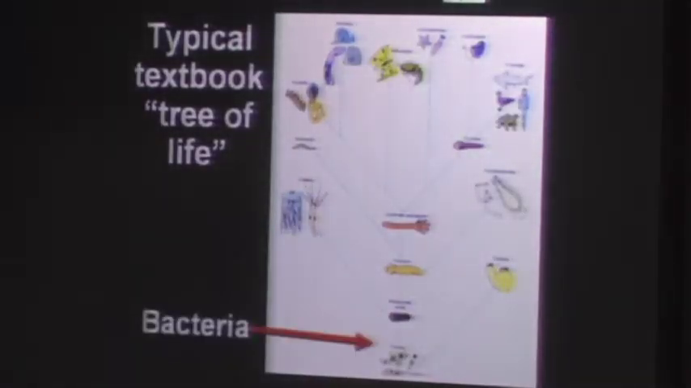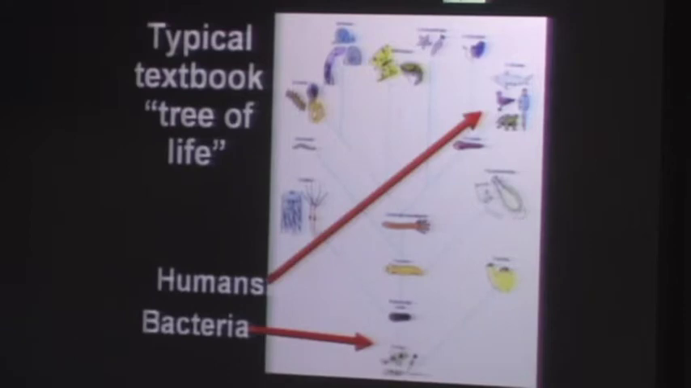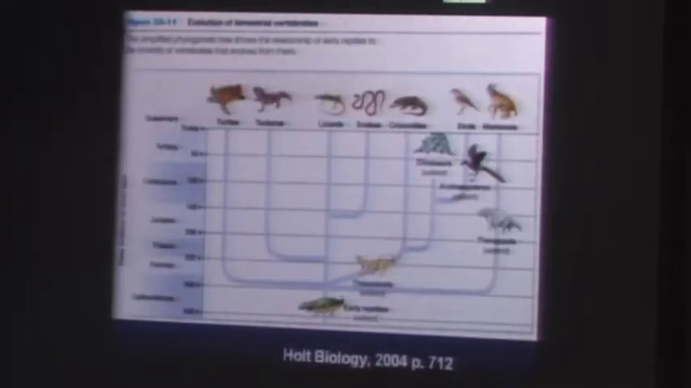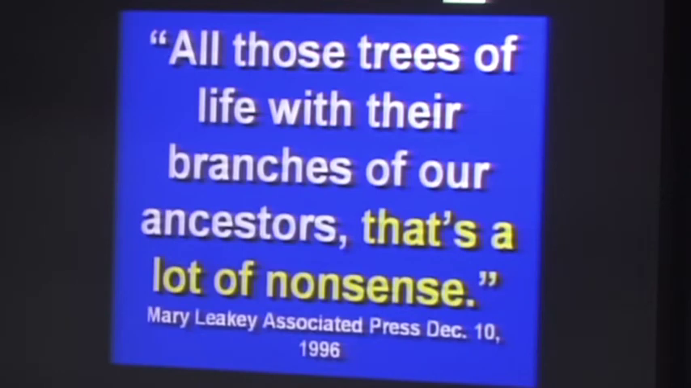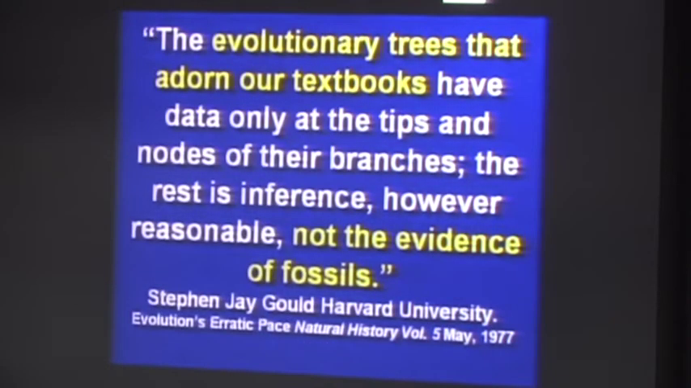Like this textbook shows the kids that a bacteria slowly evolved to a human. These trees of life are absolute propaganda. There is no evidence for any of these, okay? Even Mary Leakey said, those trees of life with the branches of our ancestors, that's a lot of nonsense, okay? Stephen Gould said the evolutionary trees that adorn our textbooks are not the evidence of fossils, that's for sure. There is no evidence that any animal is related to any other kind of animal.